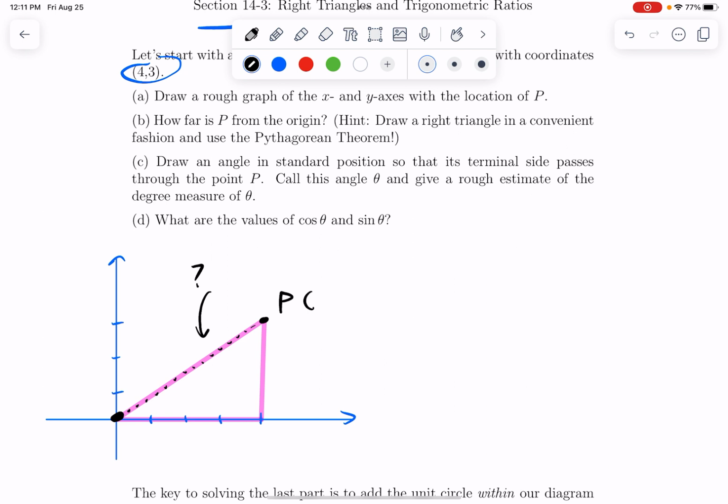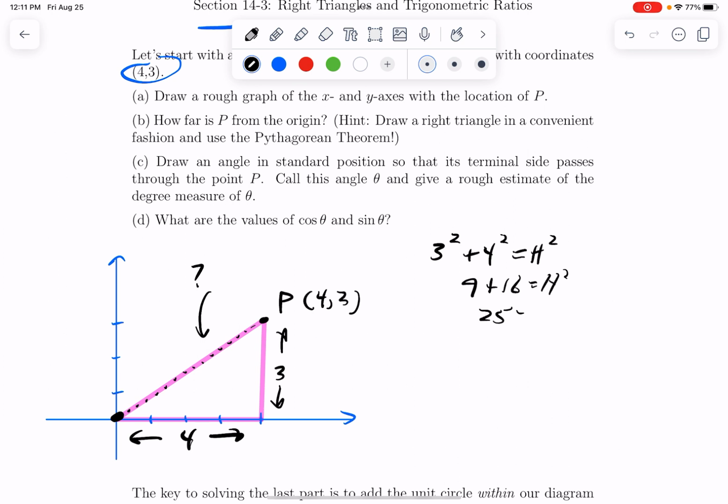Now we know P has coordinates 4, 3. So that means that this distance down here is 4. This distance here is 3. So if I wanted to find the length of that hypotenuse, I'm just going to call it h for hypotenuse. I know that 3 squared plus 4 squared equals h squared. 9 plus 16 equals h squared, 25 equals h squared, and h equals 5. So the distance there is 5.